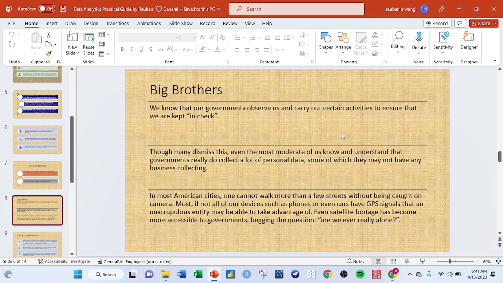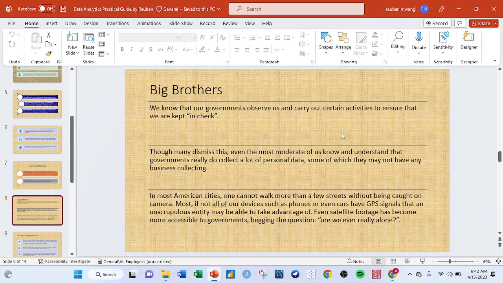Then we have Big Brother. So this is another story. We know that the government observes and carries out certain activity to ensure that we are kept in check. So this is more about the government, how the government is using cameras and AI and other things like satellites to capture information about human beings and how they are doing their things in cities, major cities. And this is one of the ways to reduce the crime rates.